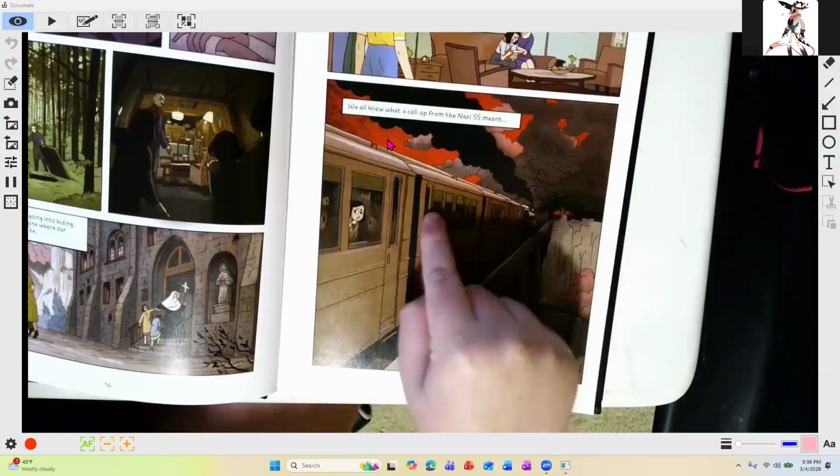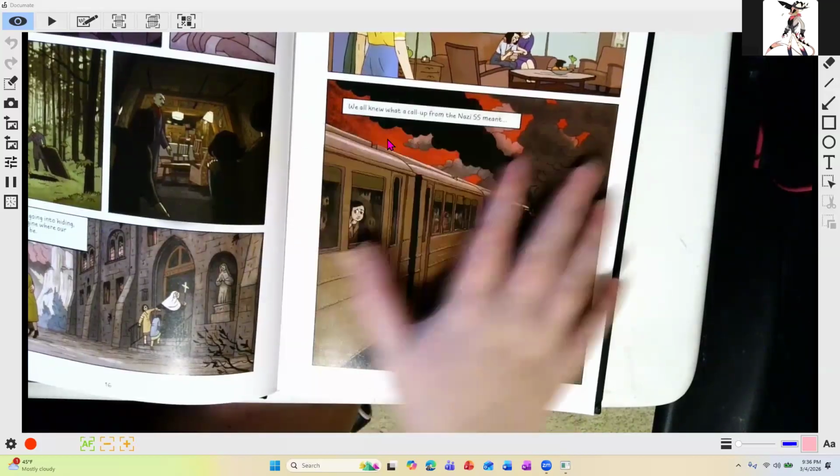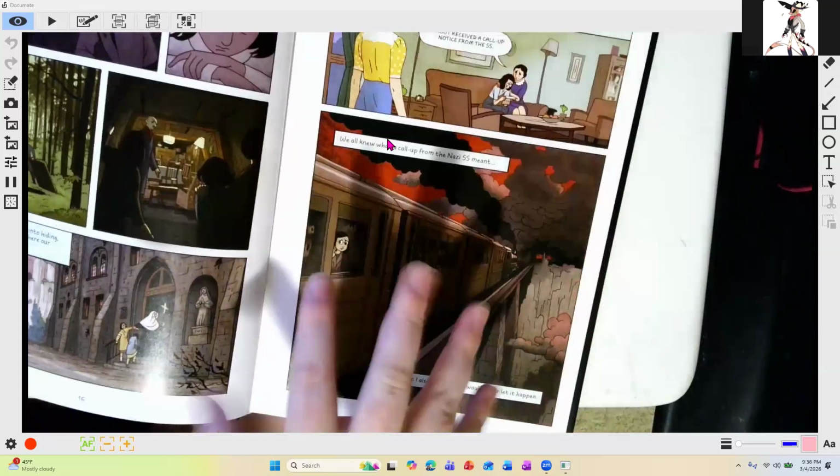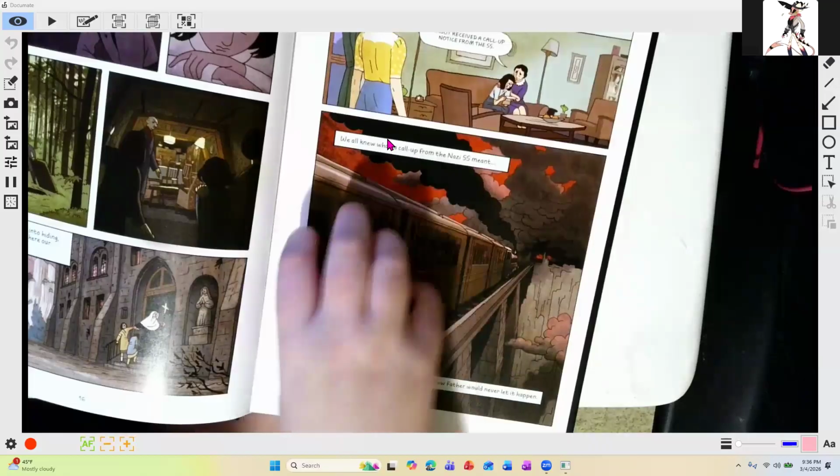So she might be scared in the train. The background might be related to that. Comment down below, what could this be trying to tell us? What are the ghosts in the train? What are they representing or symbolizing?